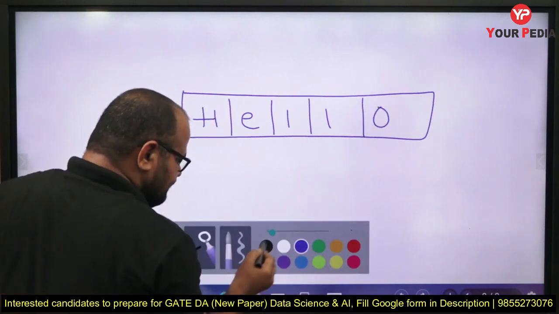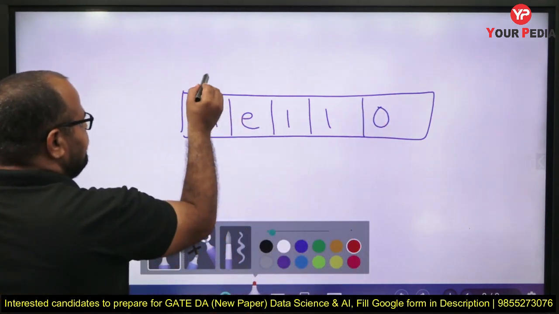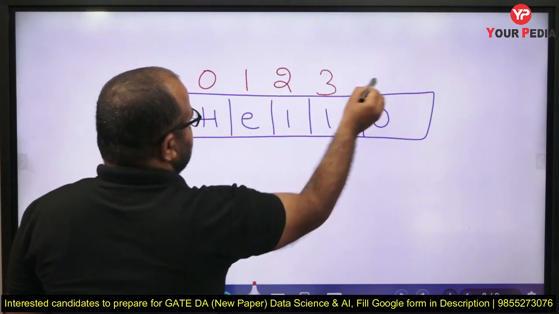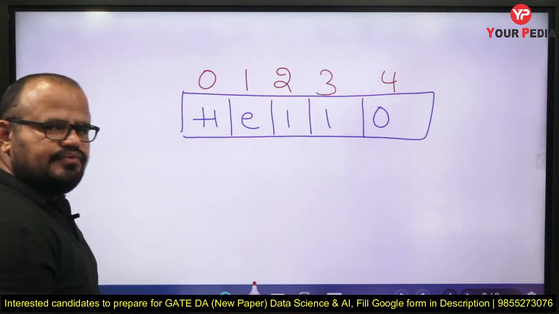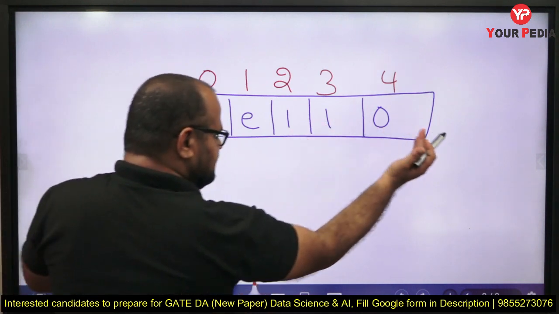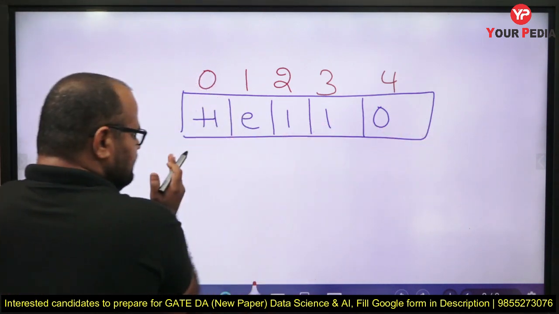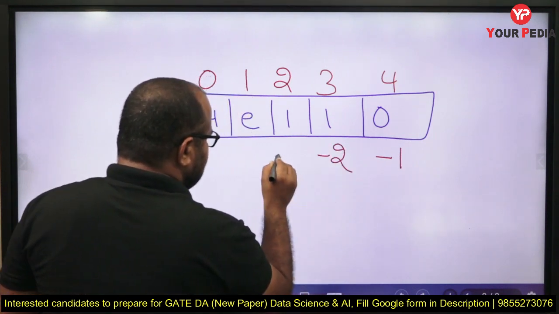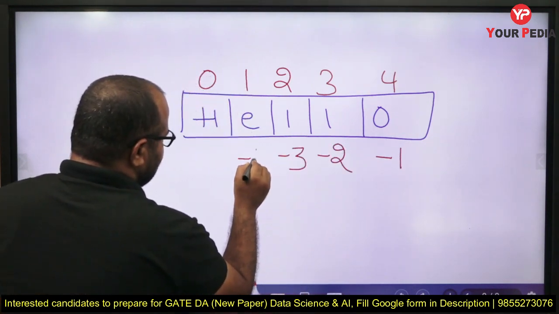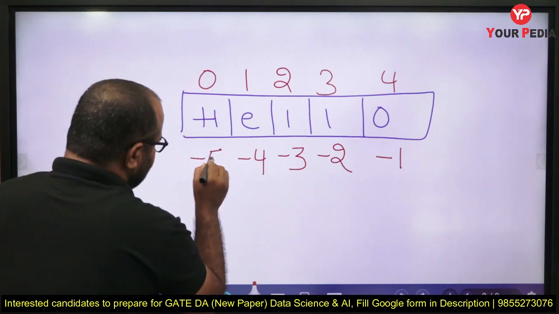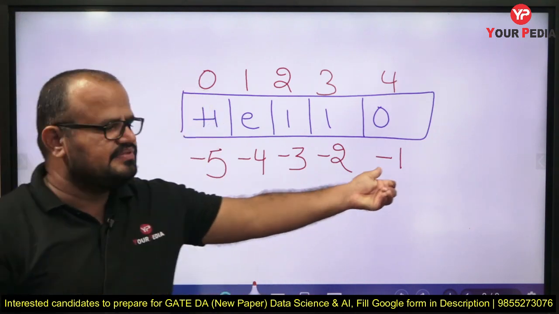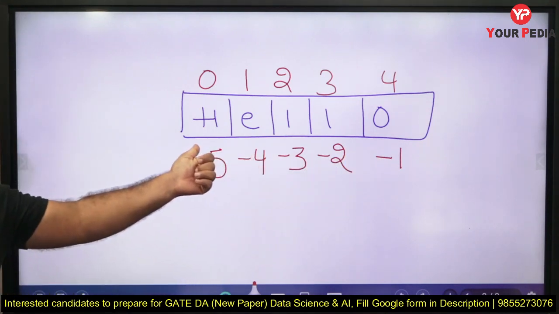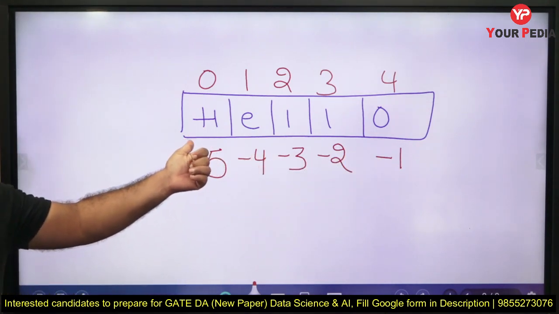So if I start from left to right, the index is 0, 1, 2, 3 and 4. Fine, my dear students. But if I start to give the index from right to left, so this is -1 index, this is -2 index, this is -3 index, this is -4 index, this is -5 index. It does not start with 0. Keep in mind, this starts from -1.